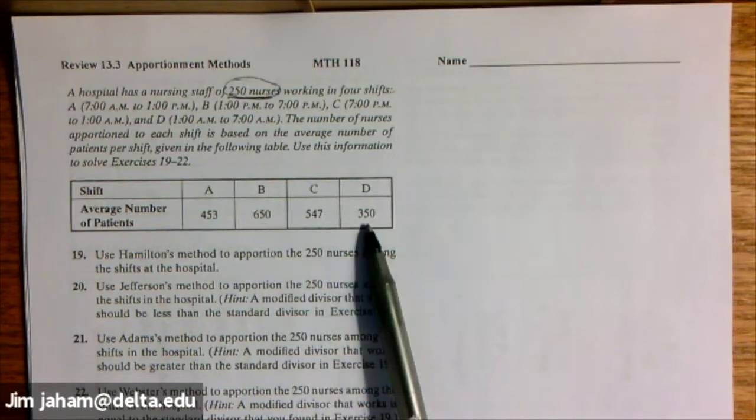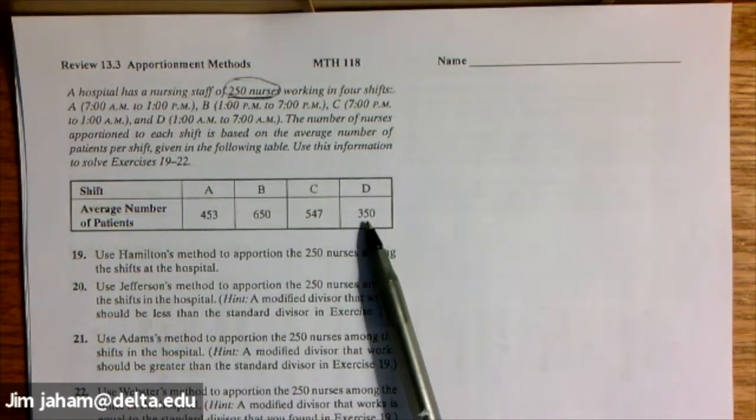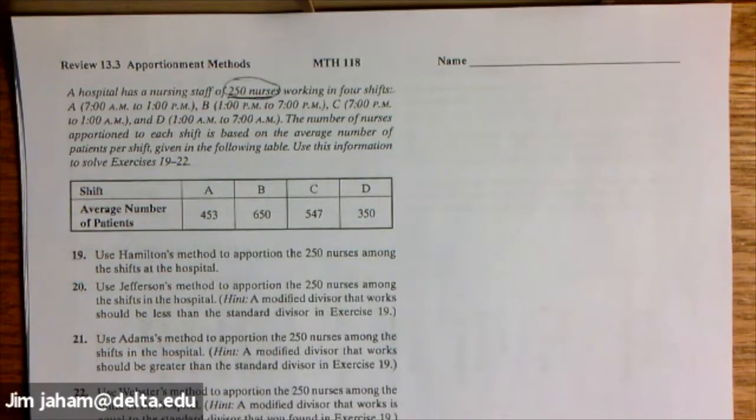Whereas shift D, which goes from 1 a.m. to 7 a.m., doesn't have as many patients, so we probably don't need to schedule as many nurses there. But we want it to be equitable, so that in every shift, on average, a nurse is working with the same number of patients. They're not overburdened.